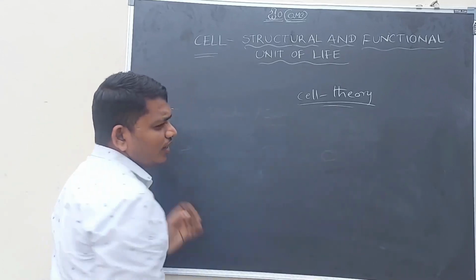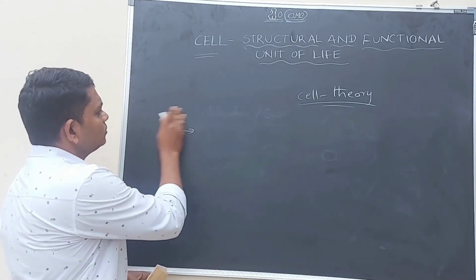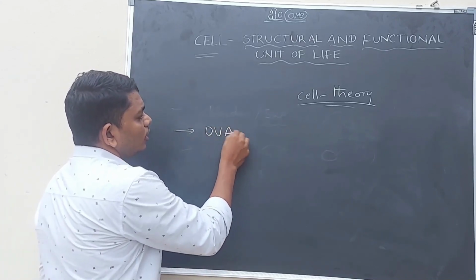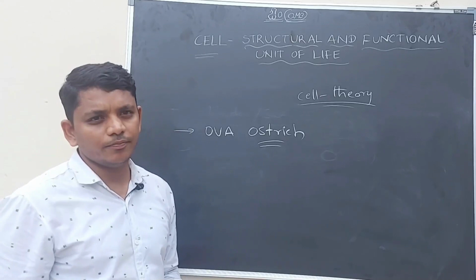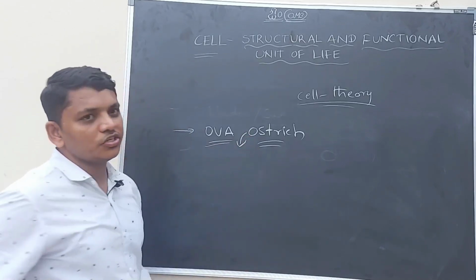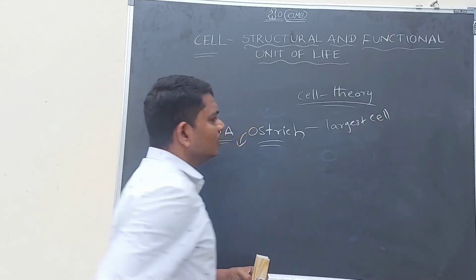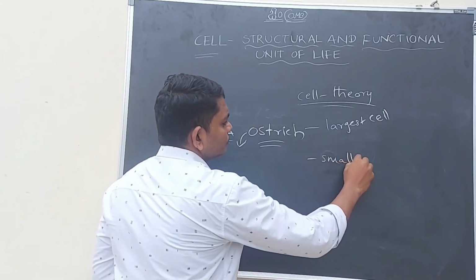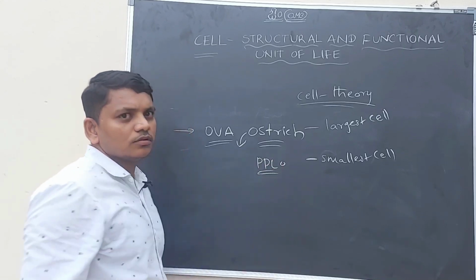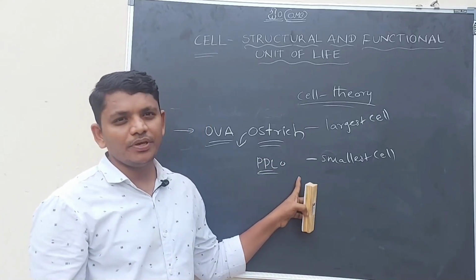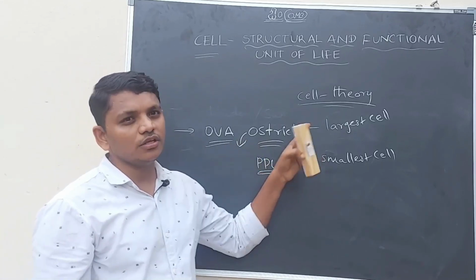Let us discuss what is the largest cell in the world and what is the smallest cell in the world. The largest cell in the world is the ovum of the ostrich. The ostrich is a bird, the largest, biggest bird. The egg of the ostrich, or ovum of the ostrich, is the largest cell in the world. And the smallest cell is PPLO.